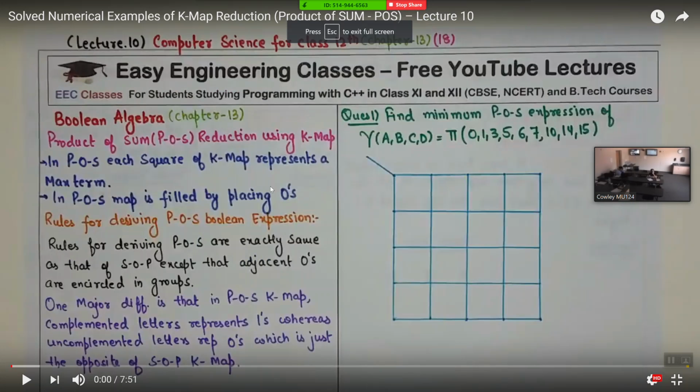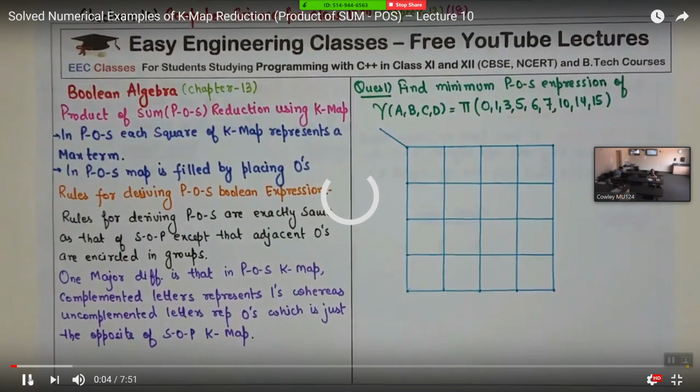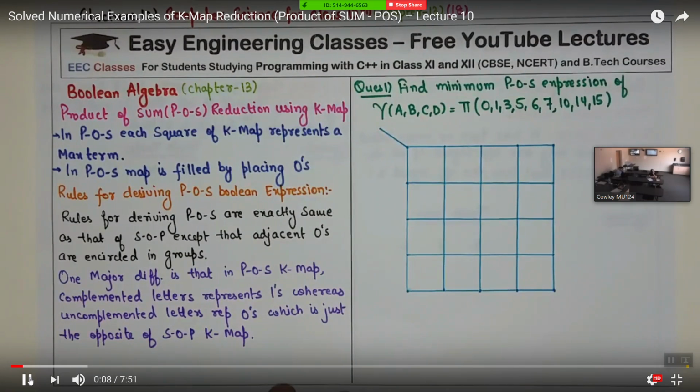I don't understand everything he says, but I really like how he writes on here, and it's just so easy to see. I apologize for this network connection. He talks about over here, he doesn't really say it, but this is product of sums reduction using K-map.